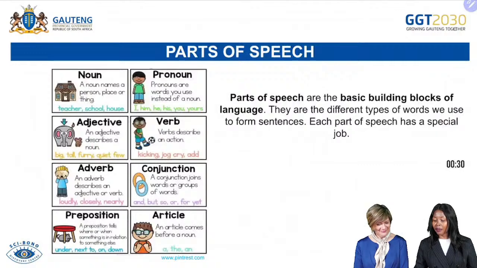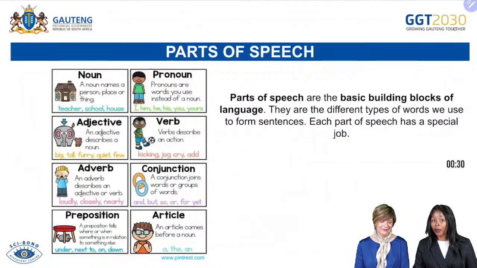Now, parts of speech are the basic building blocks of language. They are the different types of words we use to form different sentences. And each part of speech has a special job. And this is exactly what is explained in the template that we have here.